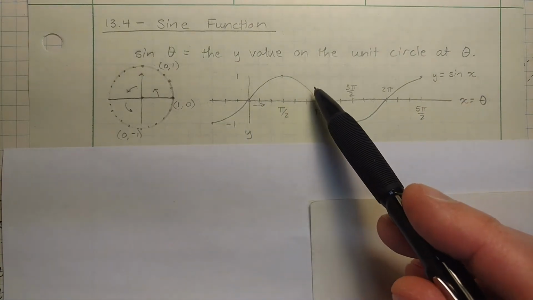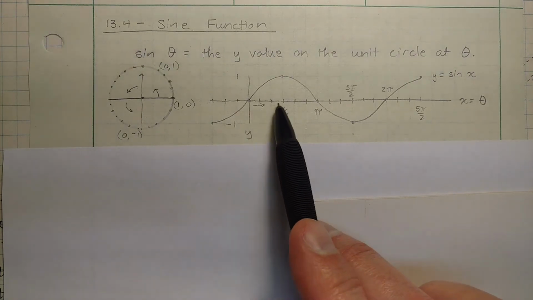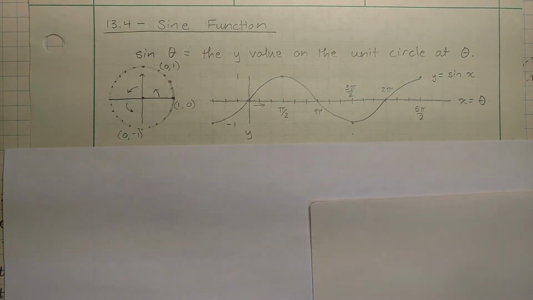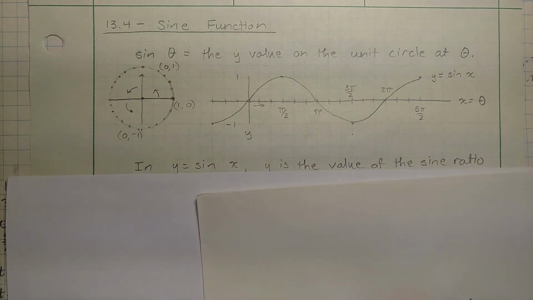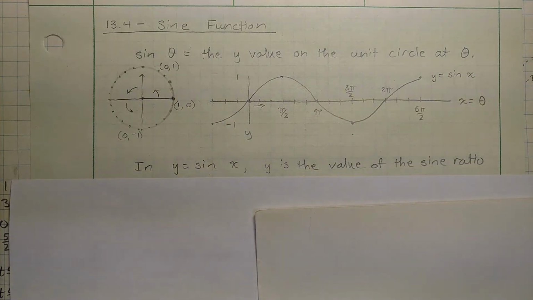So we see it as a periodic function. We talked about periodic functions back in section 1. If you remember, over a given amount of time, it continues to repeat the exact same pattern. So let's look at some characteristics of this sine function. First, in the function y equals sine of x, y is the value of the sine ratio. So it's the value when I compare the opposite side to the adjacent side.